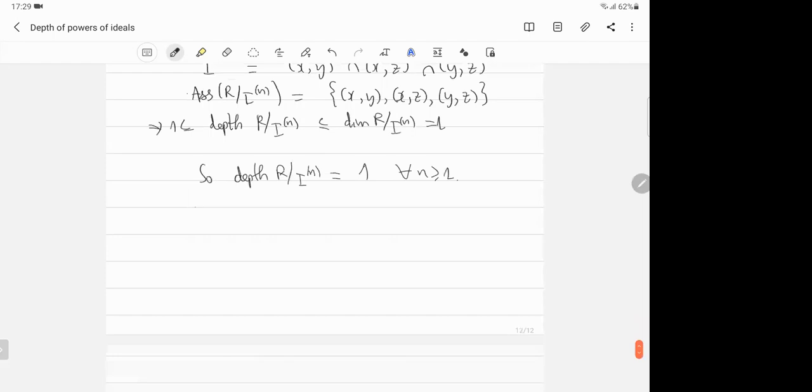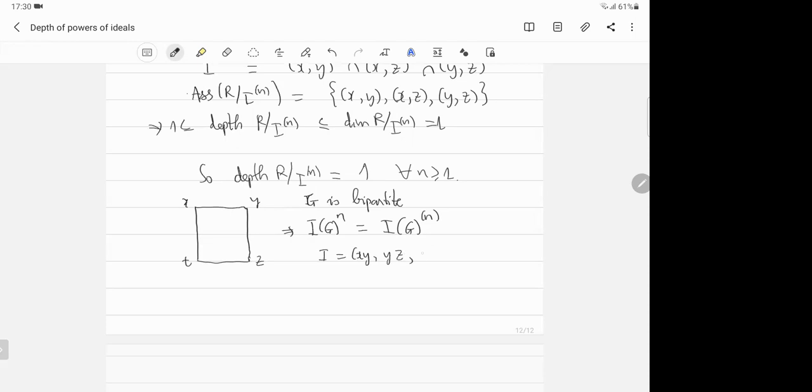The second case is actually not that difficult, because we have a very nice result. This graph is bipartite, and there's a result telling you that for a bipartite graph, symbolic powers and ordinary powers are the same. So for our ideal, we only have to work with the ordinary power.